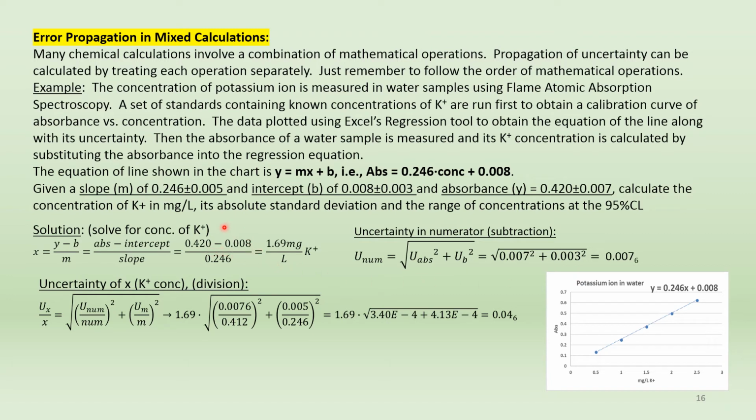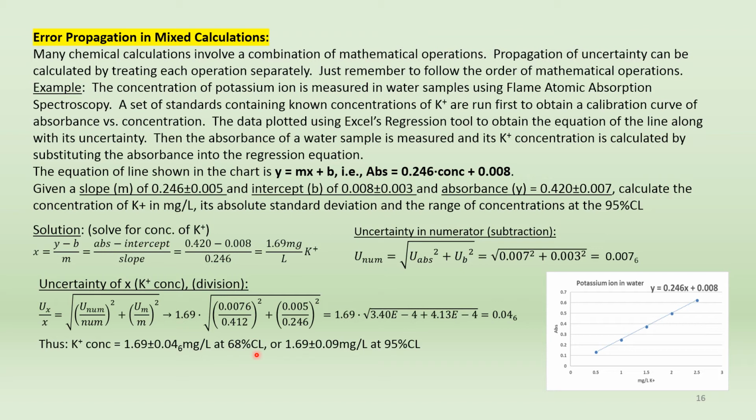Now the 0.412 is 0.42 minus 0.008, plus the relative uncertainty on the slope was 0.005 on 0.246. Now remember, I'm multiplying by the 1.69, so I will get not the relative uncertainty, but I'll get the absolute uncertainty on the concentration, which turns out to be 0.046. I should carry only one sig fig in my uncertainty, but I'll carry a guard digit as well. Thus, the concentration I can report as 1.69 plus or minus 0.05, but I'm going to say 0.046 because this is at the 68% confidence level.